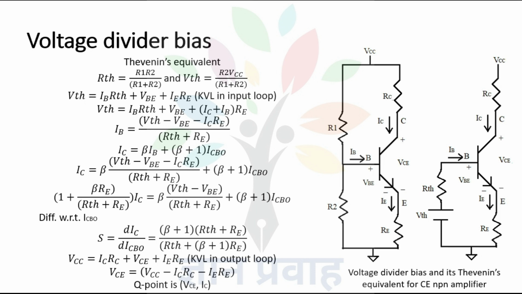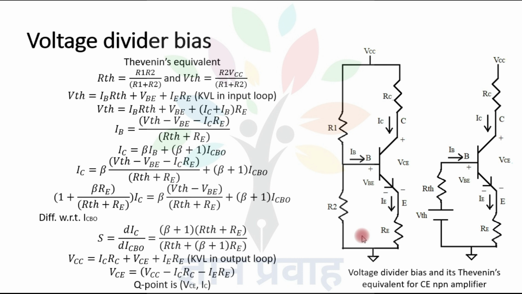The next biasing circuit is voltage divider bias. The configuration of voltage divider bias is given here. Here we are using two resistors, R1 and R2, in place of one resistor, as we have already used in previous biasing circuits. This configuration is first solved by using Thevenin's equivalent model.